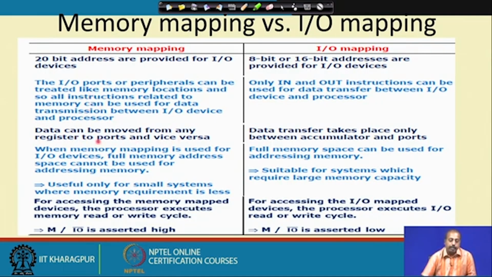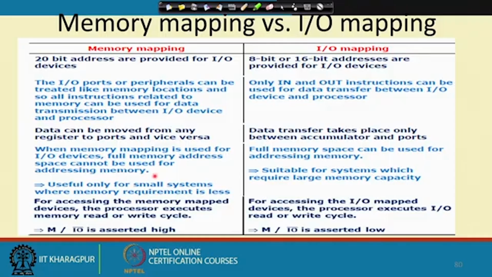Data can be moved from any register to ports and vice versa, just like you can move between the memory location and register. So, here also you can use all those instructions. As a result, the movement of data becomes easier.